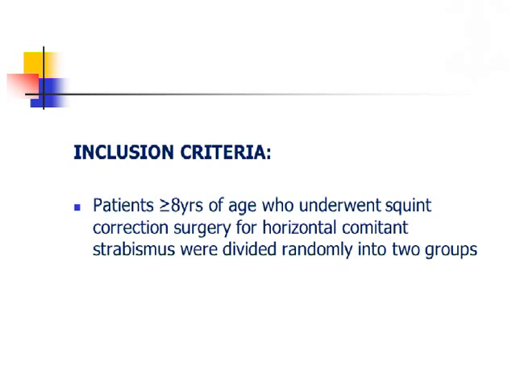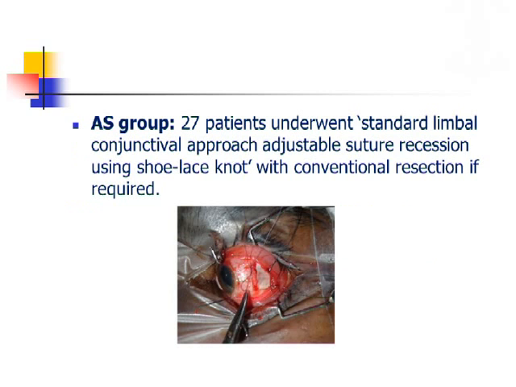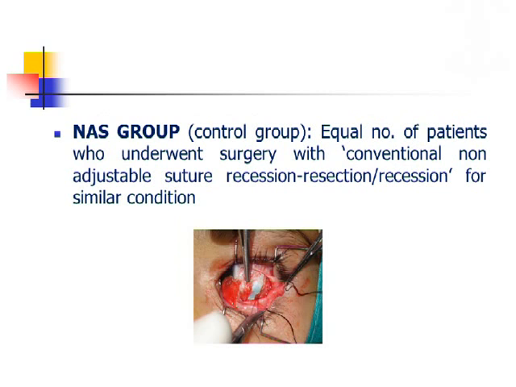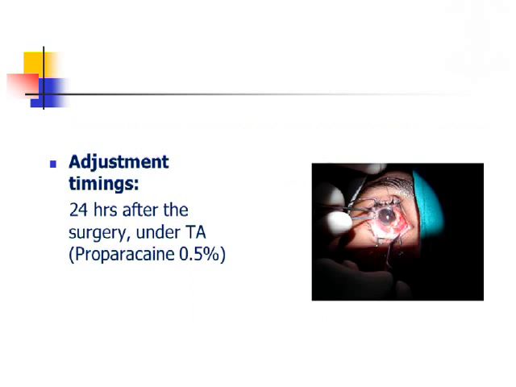The first group was the AS group, in which 27 patients underwent standard limbal conjunctival approach adjustable suture recession using a shoelace knot, with conventional resection if required. And the second group was the non-adjustable NAS group, in which an equal number of patients underwent surgery with conventional non-adjustable suture resection or only recession for similar conditions. The adjustment was done 24 hours after the surgery under topical anesthesia, that was proparacaine 0.5%.